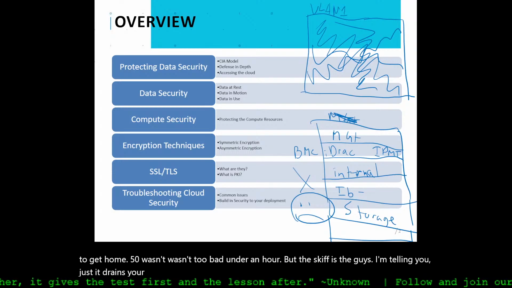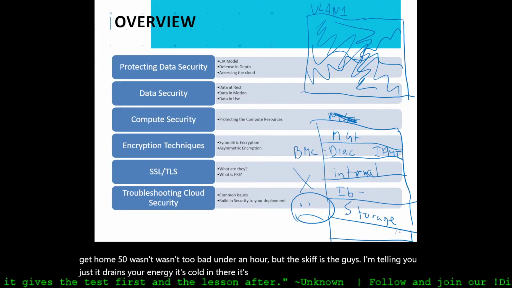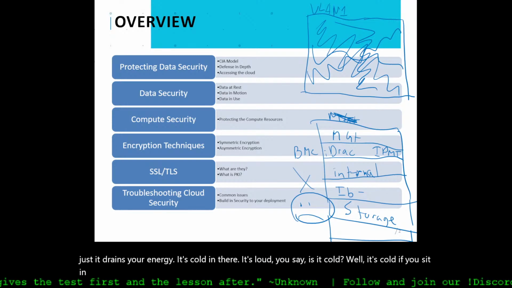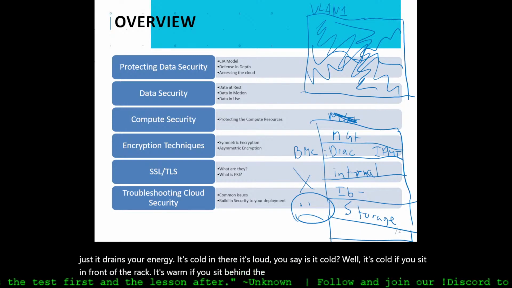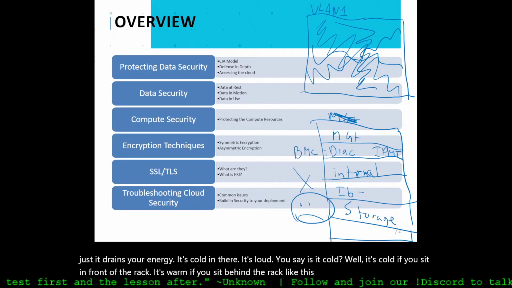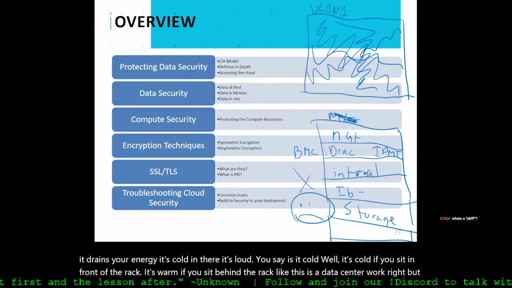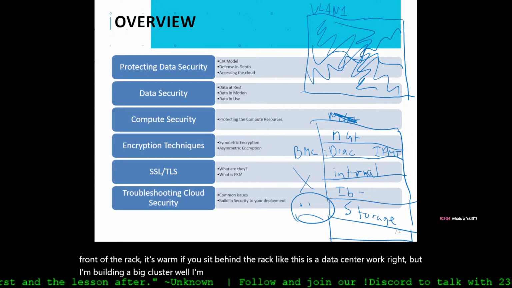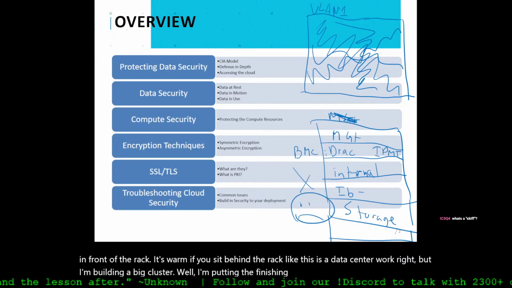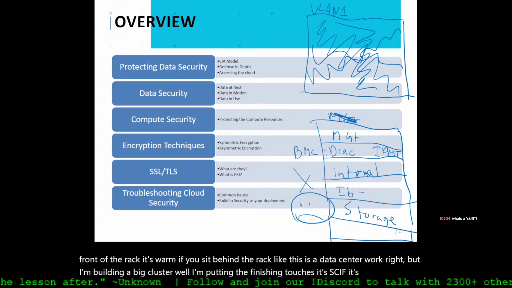It's cold in there. It's loud. And you say, is it cold? Well, it's cold if you sit in front of the rack. It's warm if you sit behind the rack. This is data center work, right? I'm building a big cluster, well, I'm putting the finishing touches on it. It's a SCIF, a Secure Compartmented Information Facility.